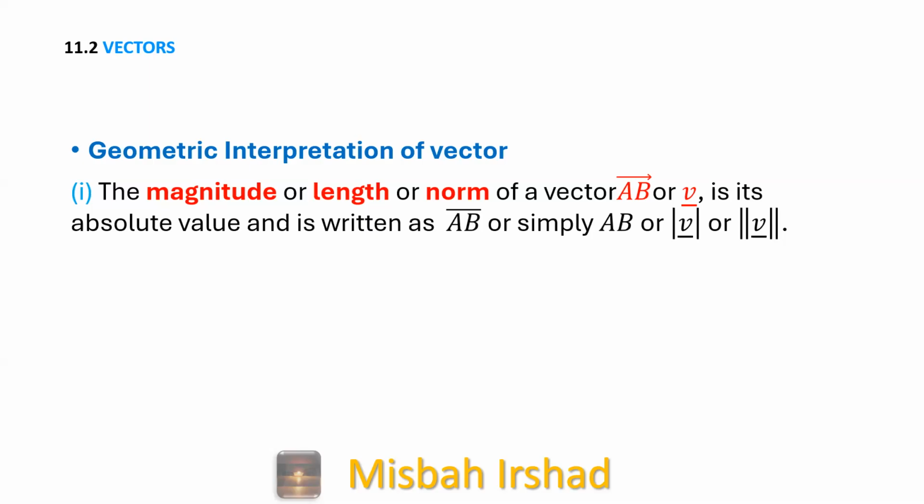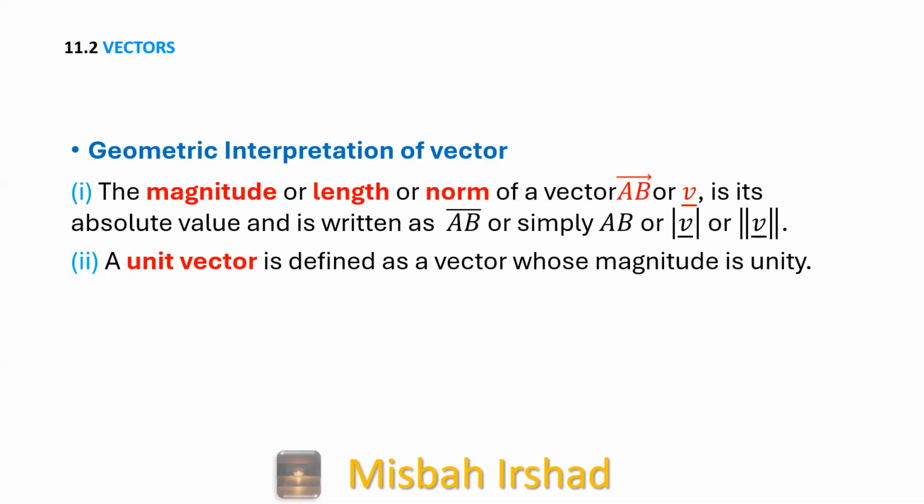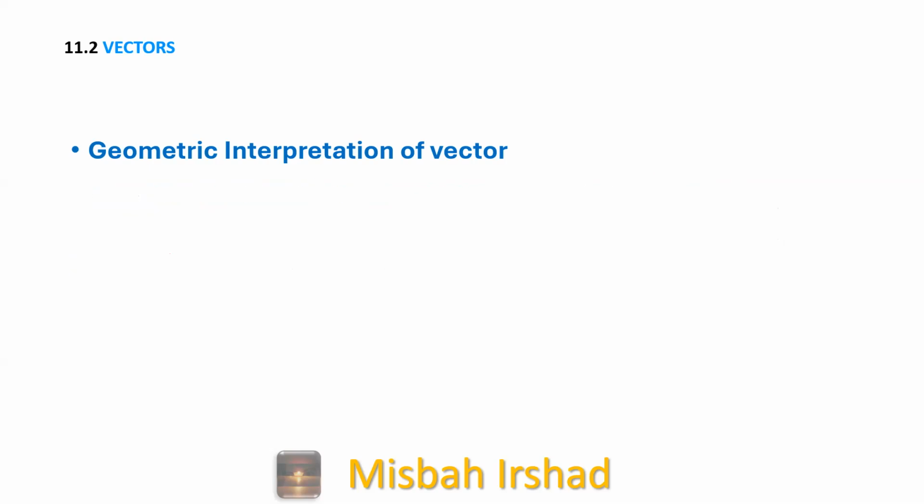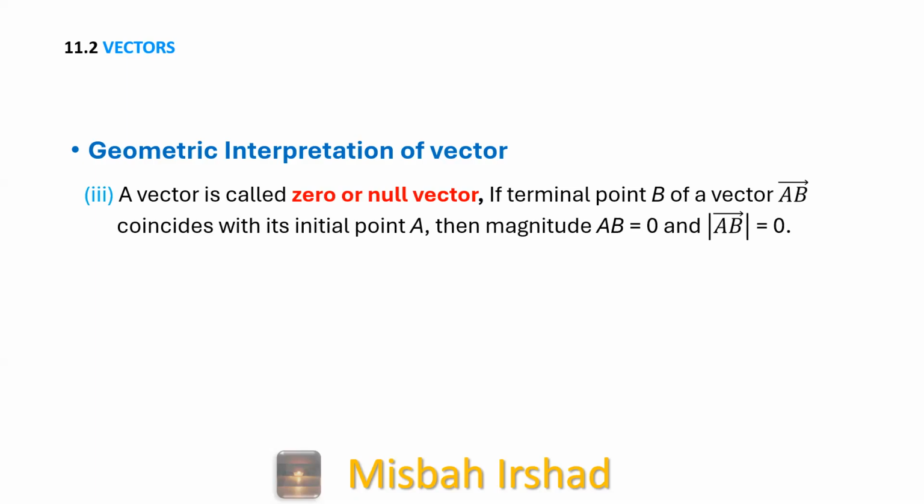The magnitude, length or norm of a vector is its absolute value, and it is written as the length of line segment AB, or simply AB, or sometimes absolute value of AB or norm of AB. All these are the notations of the magnitude or length of the vector. Now there are some special types of vector. A unit vector is the vector whose magnitude is 1. A null vector is the vector whose magnitude is 0. That is, if the initial and terminal points of the vector coincide, then the vector becomes a null vector.